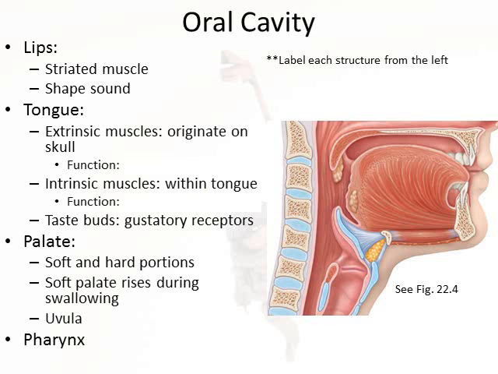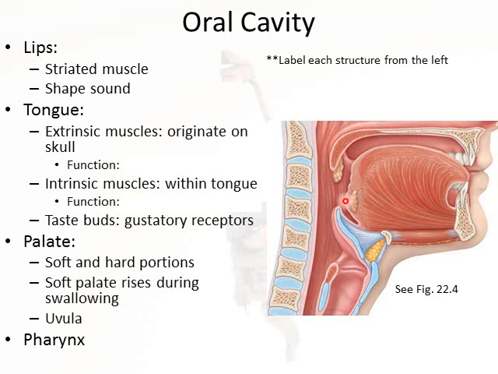Okay, so we're going to look a little bit at the cavities that the food goes through, starting from the mouth down through the esophagus. So the oral cavity, we've already looked at most of these structures in the previous slides. We talked about the respiratory tract. So what you can do here is just look at these structures and label where they would be found here.